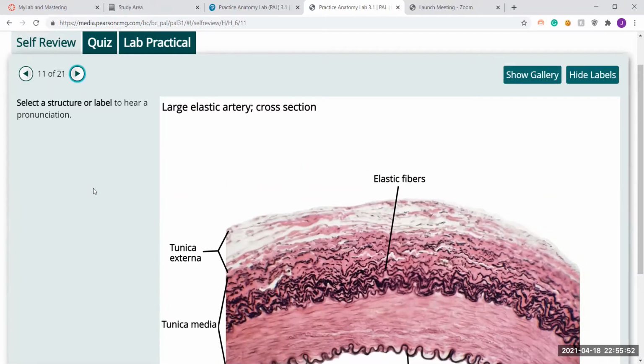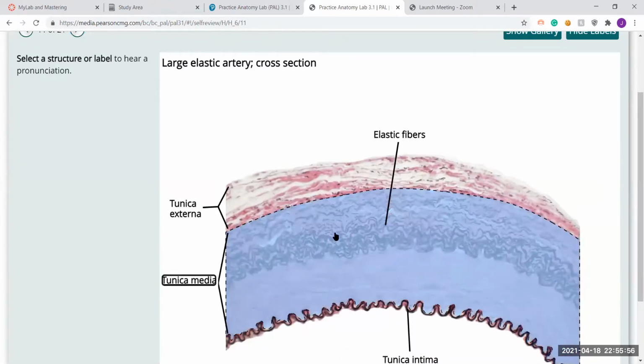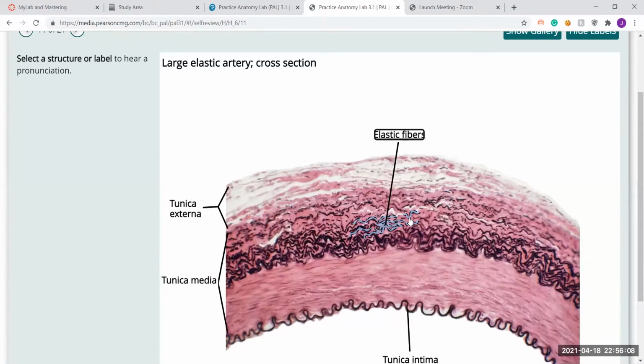Large elastic arteries have a lot of elastic fibers. You can see the tunica media, the tunica externa, and the tunica intima. In the tunica media, there is smooth muscle as well as a lot of elastic fibers on the outside. That's why it can expand every time your heart contracts. And then the tunica intima.